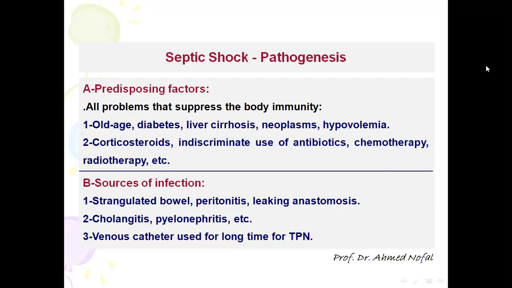The pathogenesis of septic shock: there are predisposing factors and source of infection. The predisposing factors are all problems that suppress the body immunity, like old age, diabetes, liver cirrhosis, neoplasms, hypovolemia, indiscriminate use of antibiotics, chemotherapy, corticosteroids, and so on. And the source of infection could be strangulated bowel, peritonitis, leaking anastomosis, cholangitis, pyelonephritis, neglected venous catheter used for a long time.